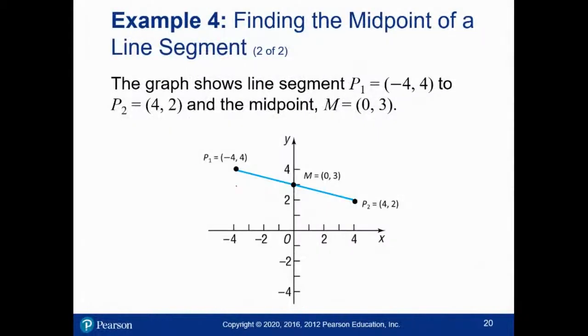And now let's go ahead and plot them. The point -4, 4: 4 left and 4 up. The point 4, 2: 4 right and 2 up. 0, 3: don't move left or right, just go 3 up, and it's right there at the middle of that line segment. Okay, so that's the end of this section.